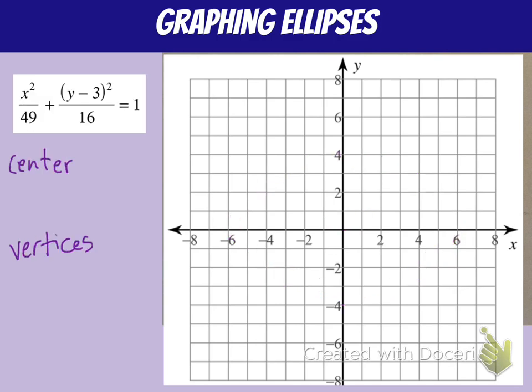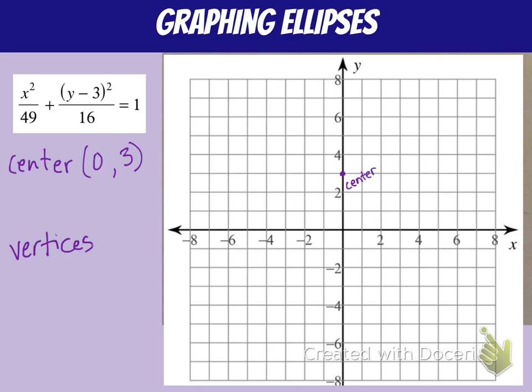Now let's try another one. This time our center moved. The x didn't move because I don't see anything added or subtracted there. But remember to change the sign, 0, 3. So we're going to plot that at 0, 3. Always think about which axis am I moving on. That's right, the y-axis. So again, what did we just find? We just found the center. I'm going to label that again, center.